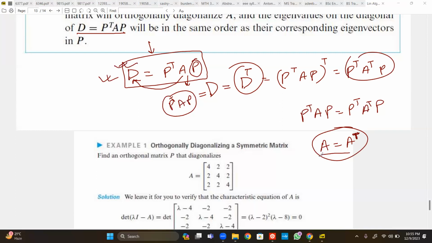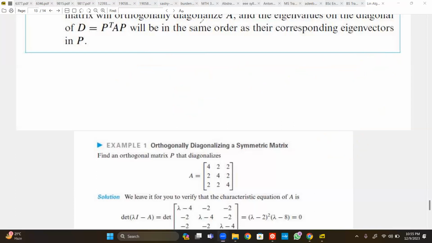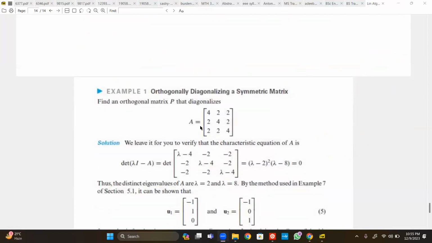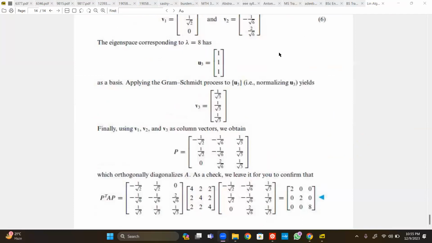So the matrix that we want to orthogonally diagonalize must be a symmetric matrix. If the matrix is not symmetric, you cannot orthogonally diagonalize it. The time will be wasted. So that is why this A matrix was symmetric to begin with.